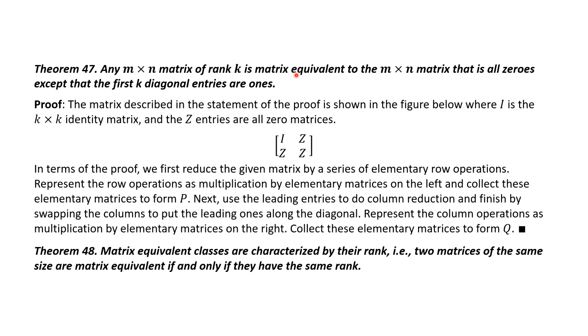Theorem 47 makes use of the concept of equivalent matrices. Any m by n matrix of rank K is matrix equivalent to the m by n matrix that is all zeros except that the first K diagonal entries are 1. The matrix described in the proof is shown in the figure below. So that's what we're saying here. You have a K by K identity matrix up here, and then these capital Z's are all zeros.